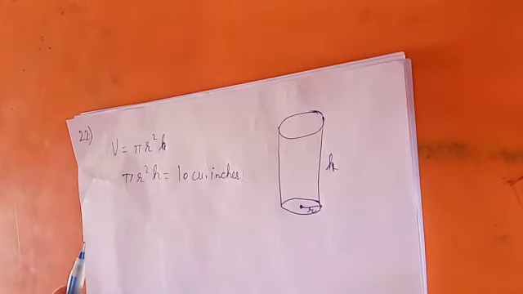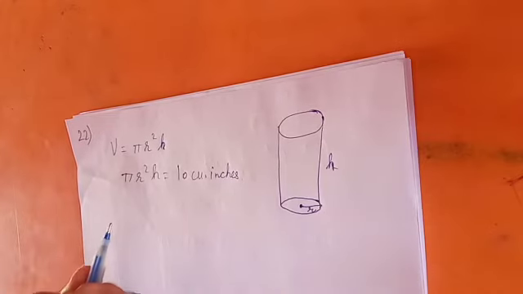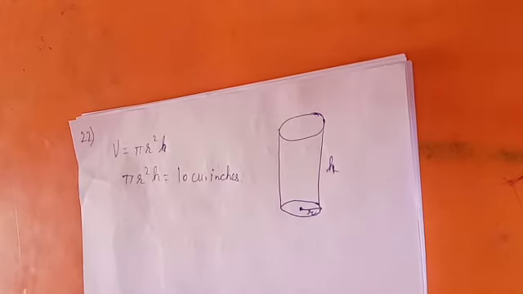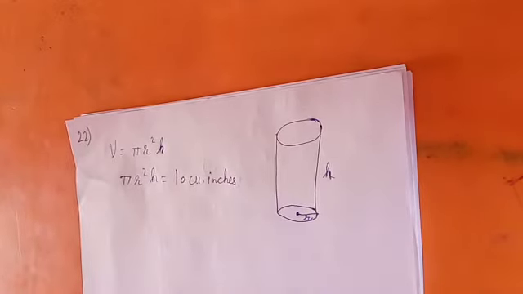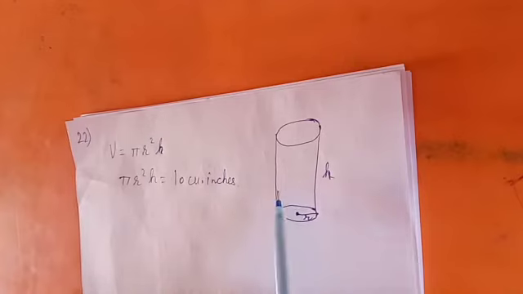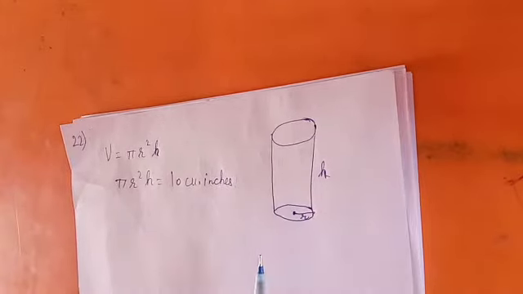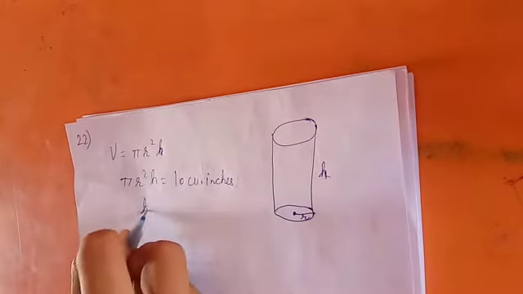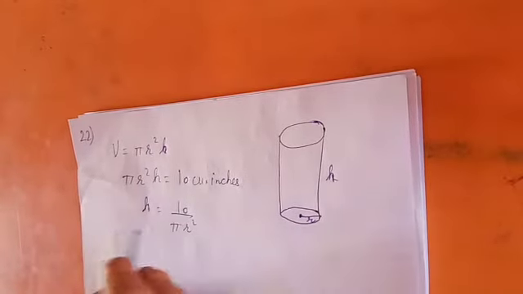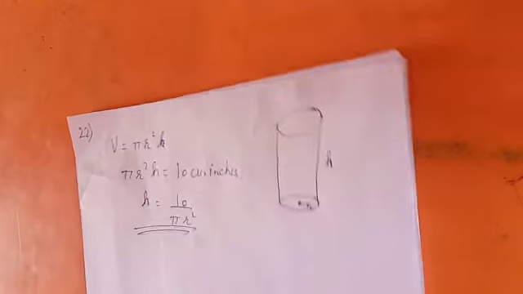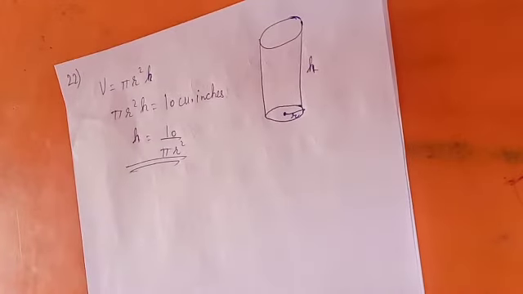Okay, find the base radius when the total external surface is, means we have to find the value of r for which the total surface area of the cylinder is minimum. So from here we get that h is equal to 10 by pi r square. This value we will use further in our question.